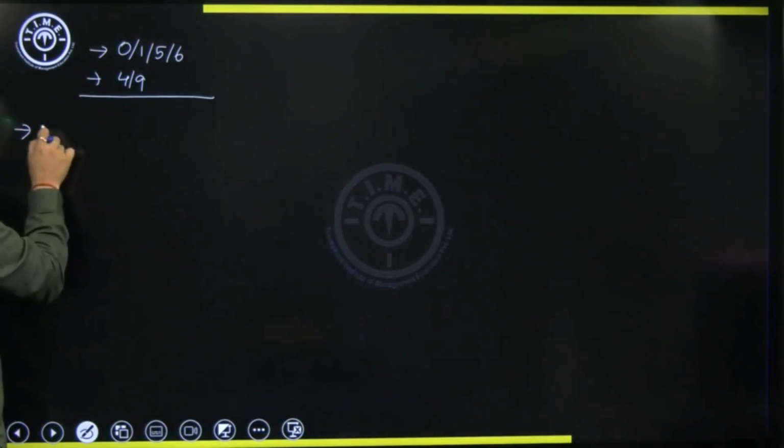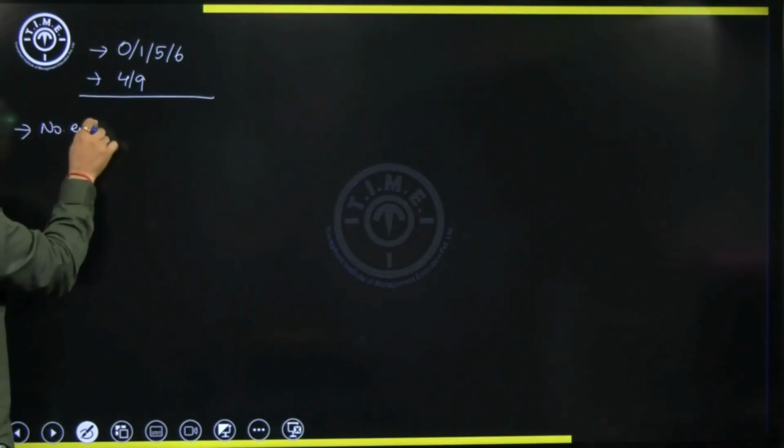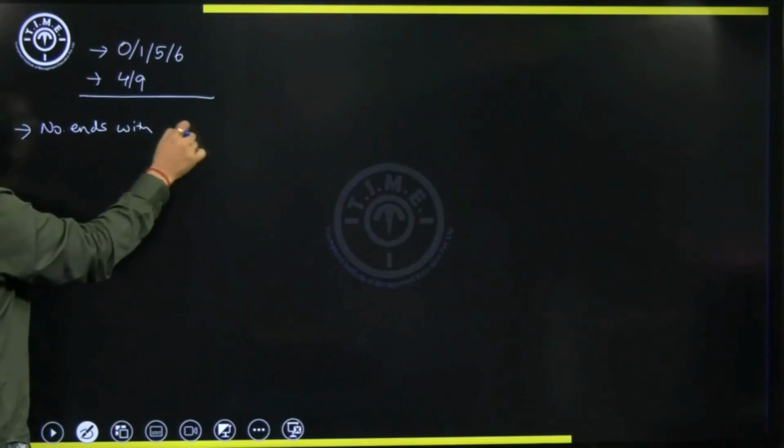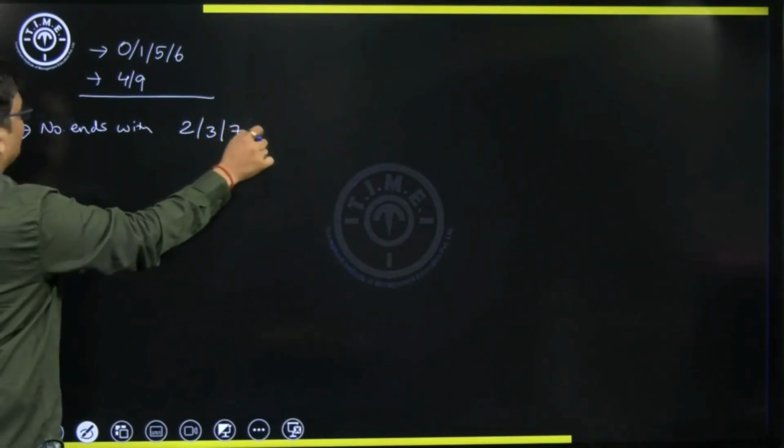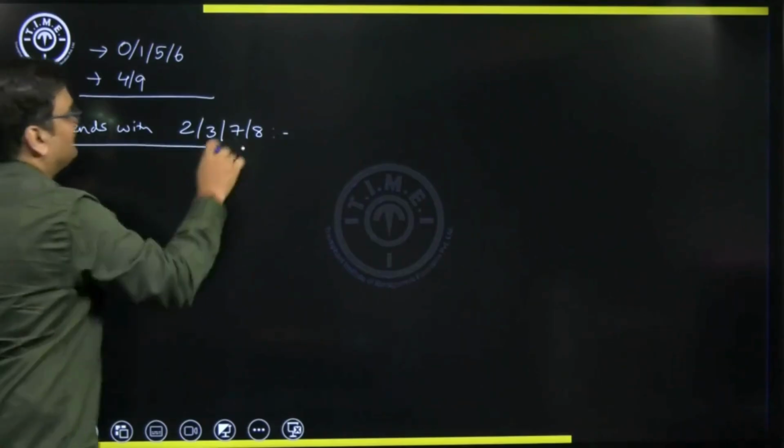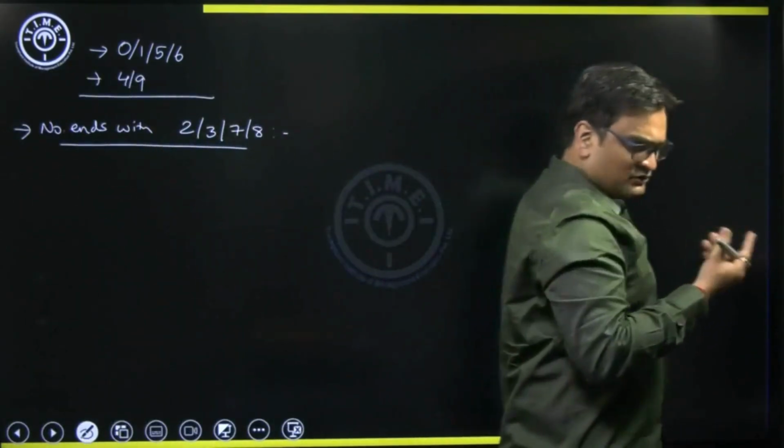So what happens if a number ends with 2 or 3 or 7 or 8? What will be the pattern in this case? Let's try to study this.